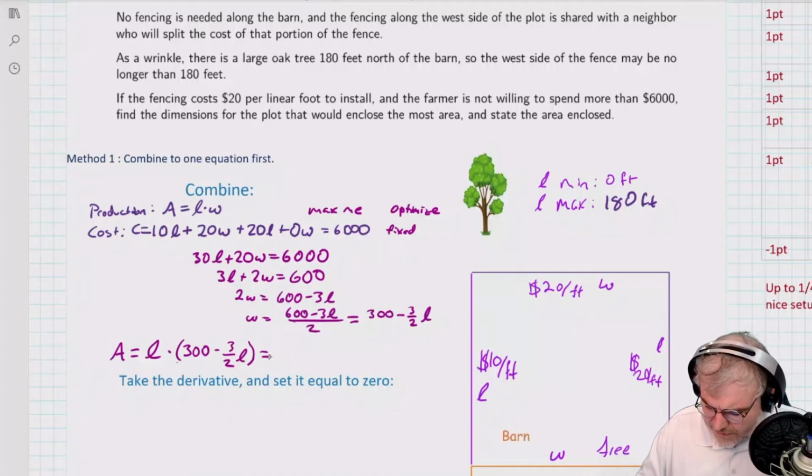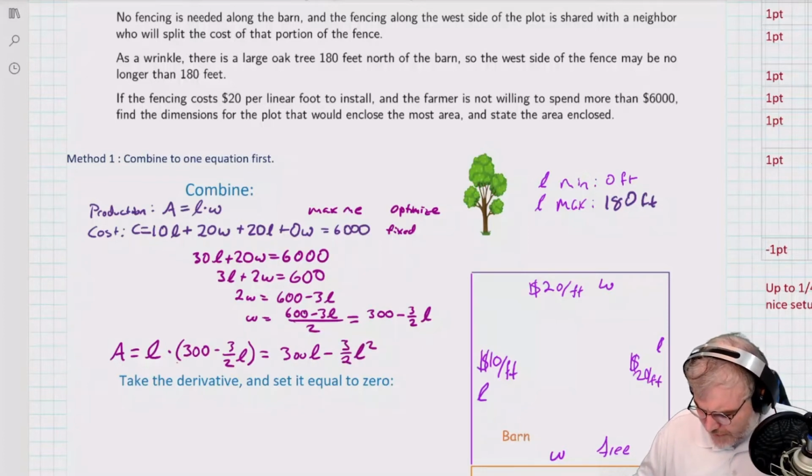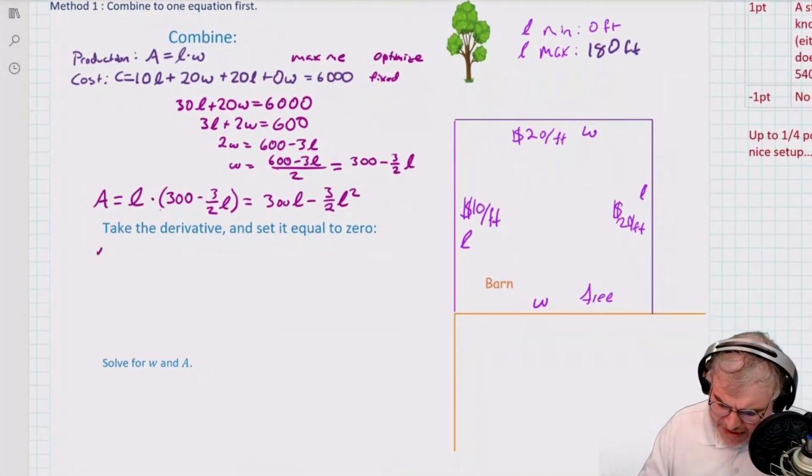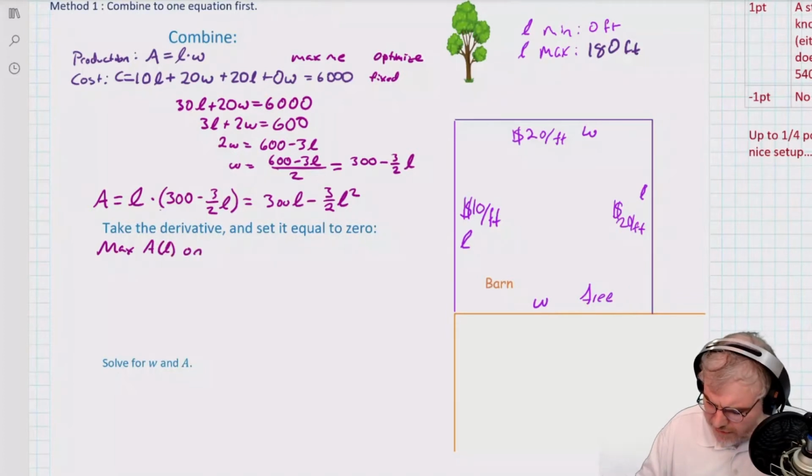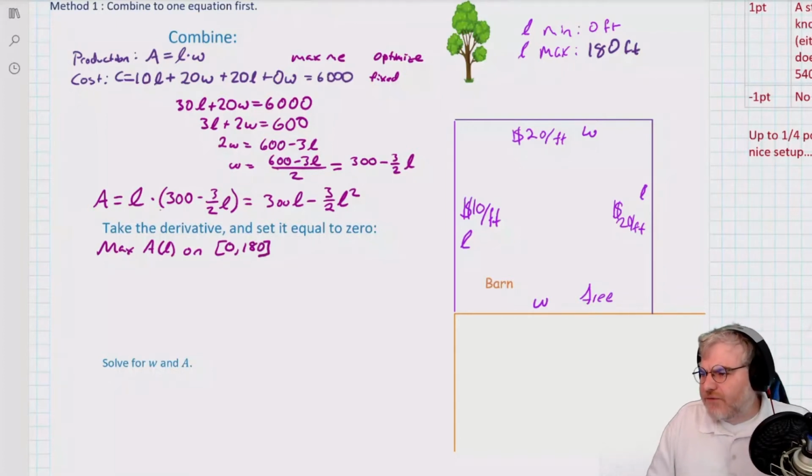And since I'm about to take a derivative, I'm just going to go ahead and multiply this out. And I get 300L minus 3 halves L squared. All right. So what I want to do is I want to maximize A of L on 0, 180. Okay, so how do we feel kind of about that finding one equation now?